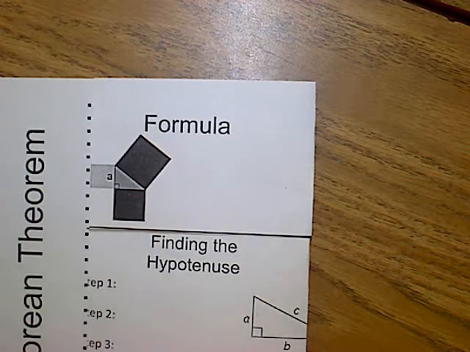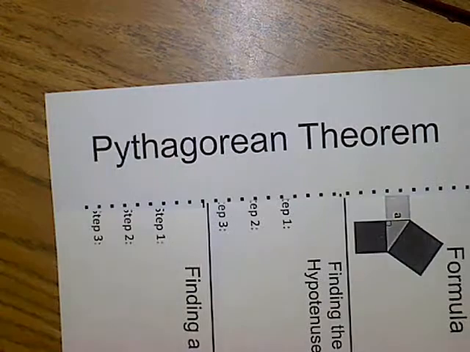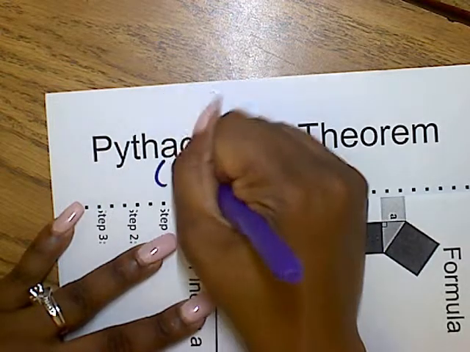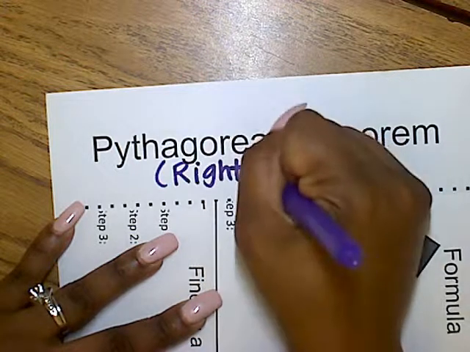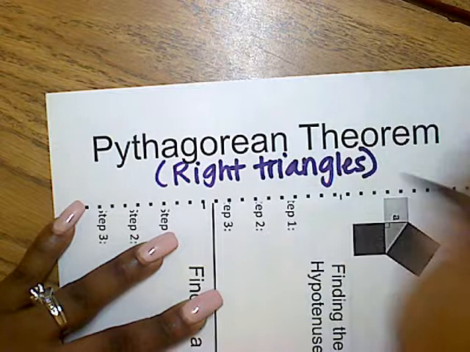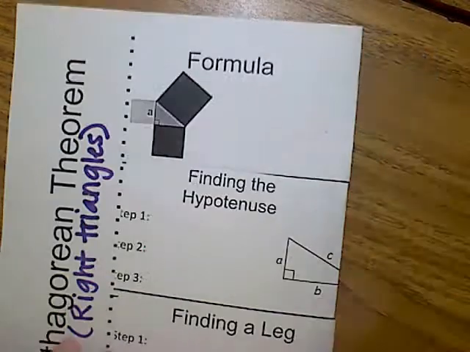So as you can see, this is for right triangles only. So Pythagorean Theorem lets you know about right triangles. So that's important, so let's just get that down. So it's for right triangles. So this will tell you if your triangle is a right triangle or not.